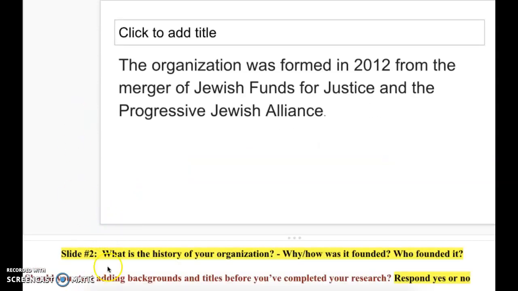For this slide, it will say at the bottom, slide number 2, what is the history of your organization? How or why was it founded and who founded it? The word founded means which person or people started the organization. And I did some research for Bend the Arc, and it actually has been around only about 8 or 9 years. And it was a merger of 2 existing organizations.